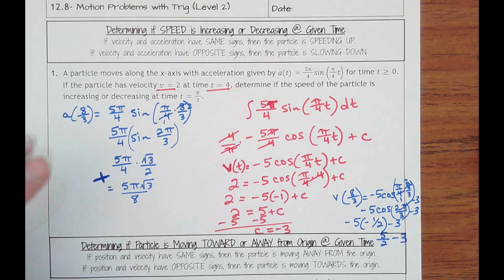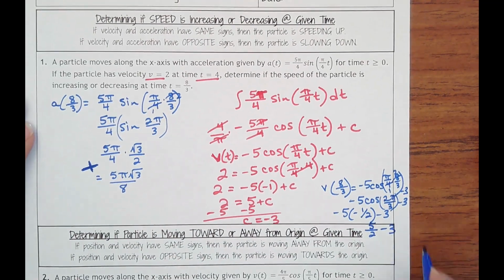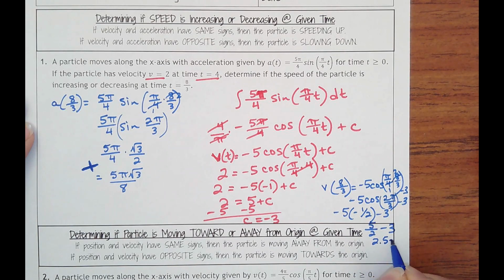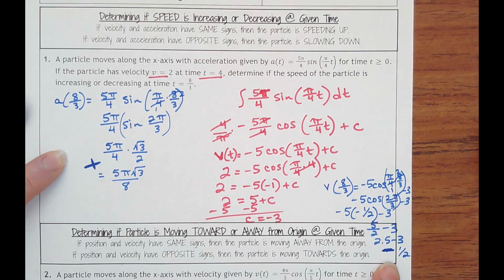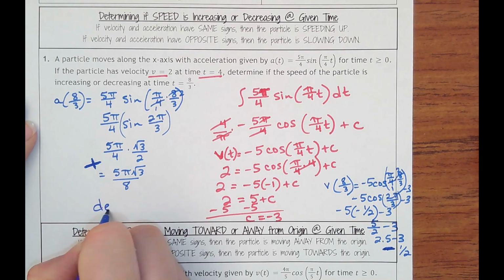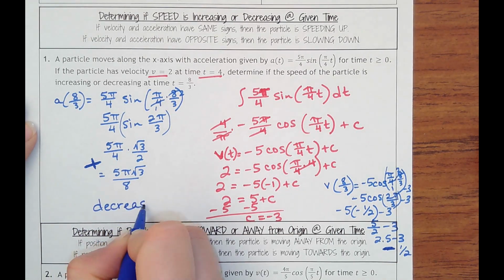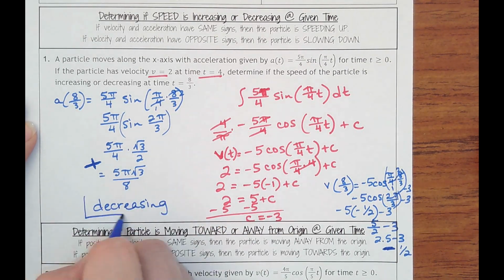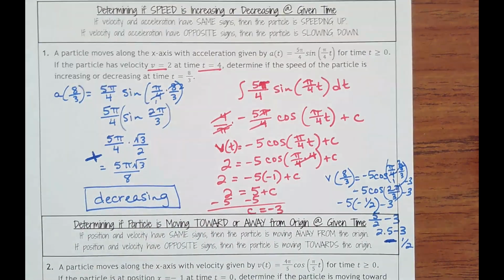We really don't even care about the value, we care about the sign. 5/2 is really 2.5. If I take 2.5 minus 3, that's going to get a negative half. So I had a positive and a negative. That means that the speed of the particle is decreasing. So it's a lot of work just to find that out.